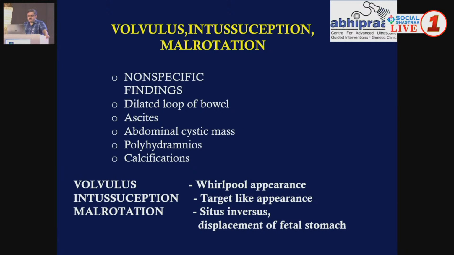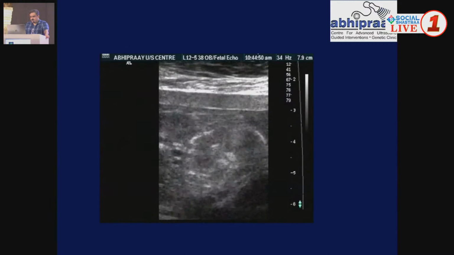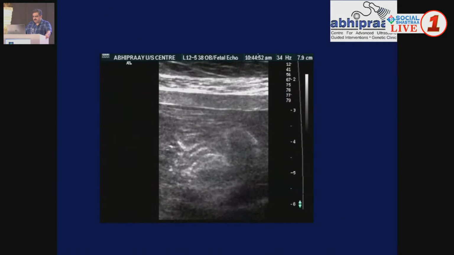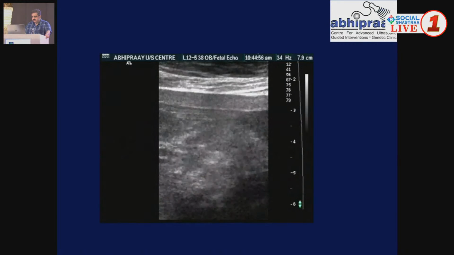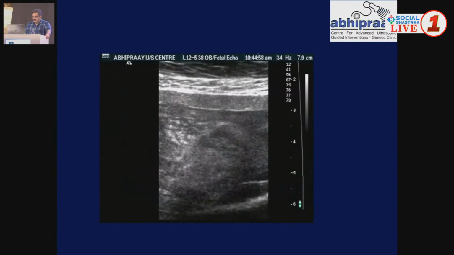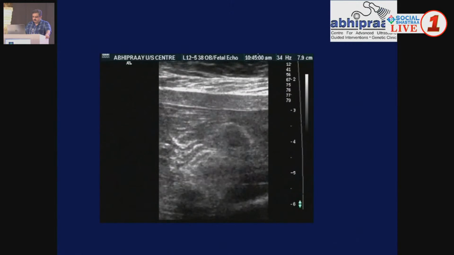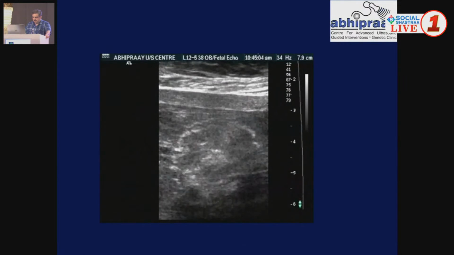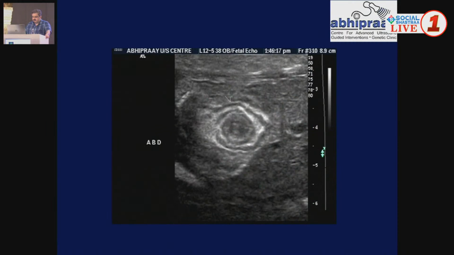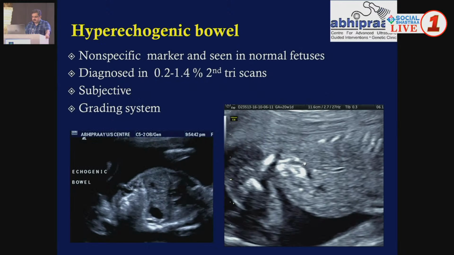So volvulus, intussusception and malrotation basically have non-specific findings. You can have a whirlpool appearance or target-like appearance within the small bowel. So that's a very old video where you can actually see the whirlpool sign within the centrally located small bowel, where you see there is a classical whirlpooling happening in the center of the fetal abdomen, and the very classical midgut rotation.